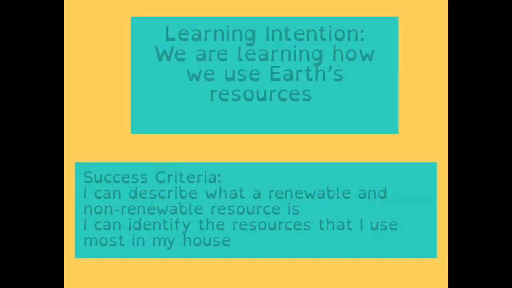Hi little scientists, we're going to continue to investigate Earth's resources and how we use them. So our learning intention is we are learning how we use Earth's resources. And our success criteria today is I can describe what a renewable and non-renewable resource is. Your second success criteria is I can identify the resources that I use most in my house. Are you ready? Let's start investigating.